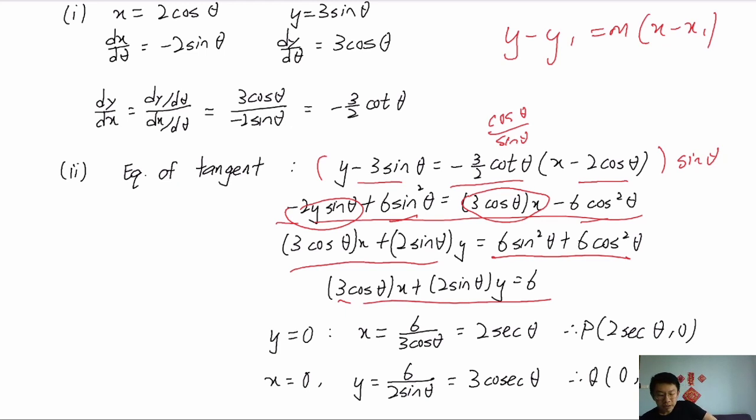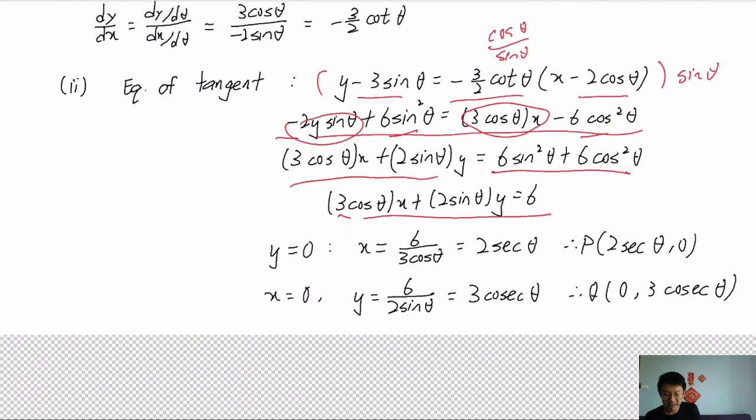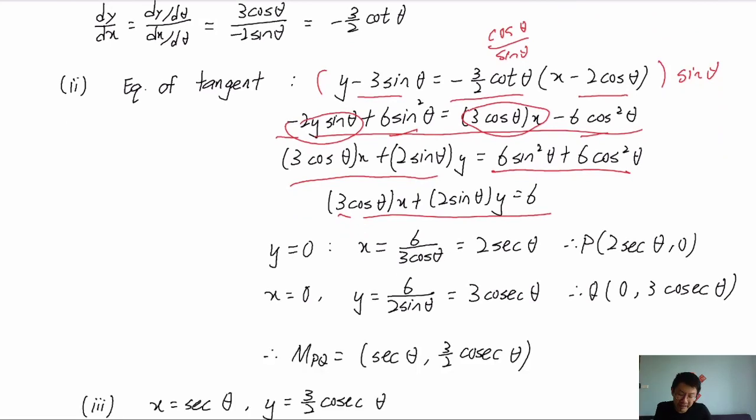Okay. So next, how do we actually find the P and Q? The P and Q are our x and y intercepts. So P is an x-intercept, where our y is equal to 0. So when we have y equal to 0, we can actually get a relationship for our x. In this case, the x is 2 secant theta.